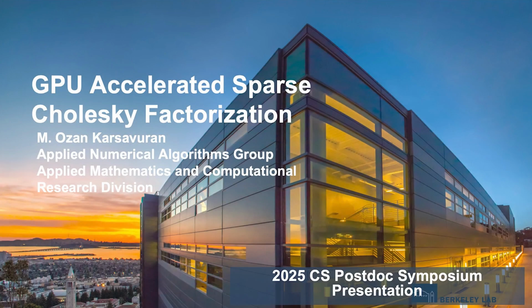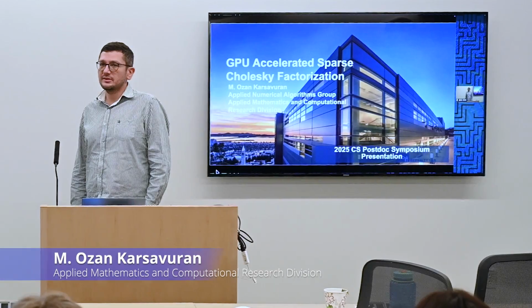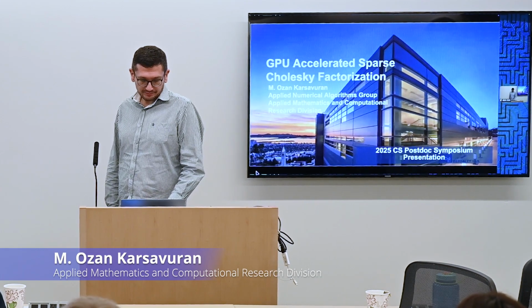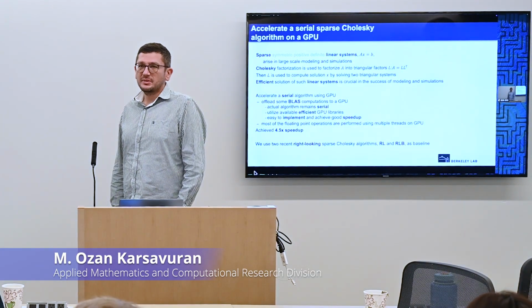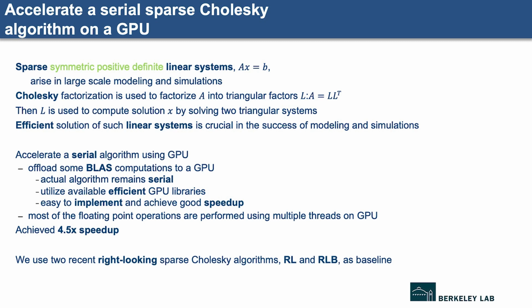And today I am going to talk about GPU-accelerated sparse Cholesky factorization. Sparse and symmetric positive definite linear systems in the form of AX equals B arise in large-scale modeling and simulations, for example, like weather forecasting, computational fluid dynamics, and chemical reactions.